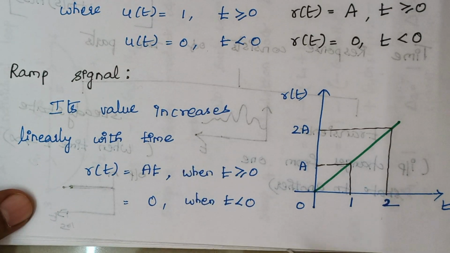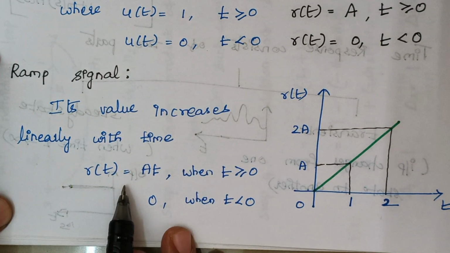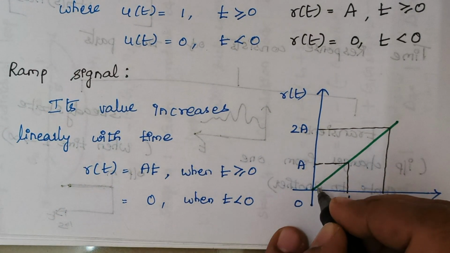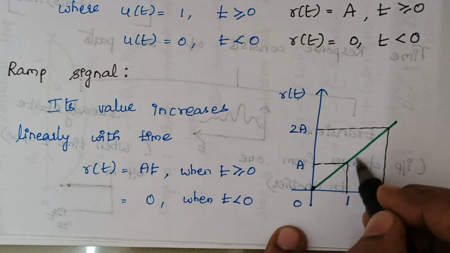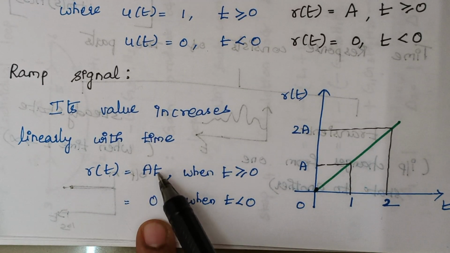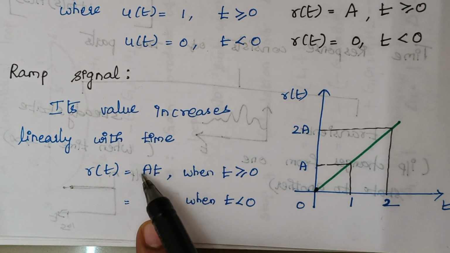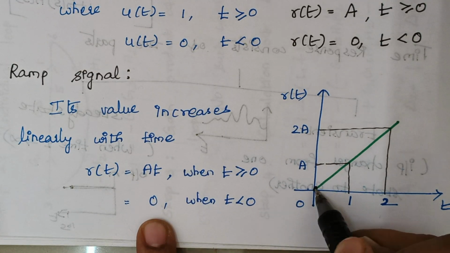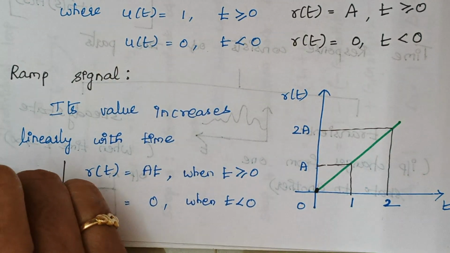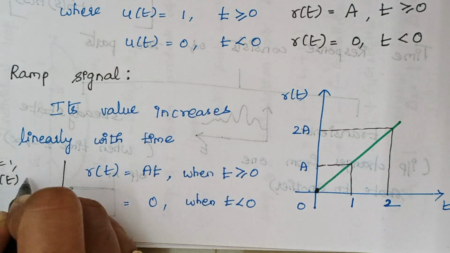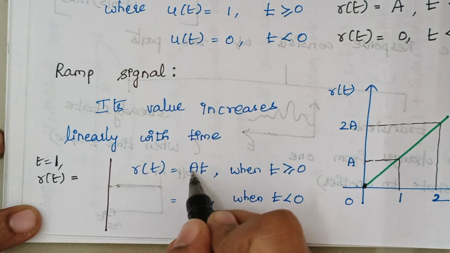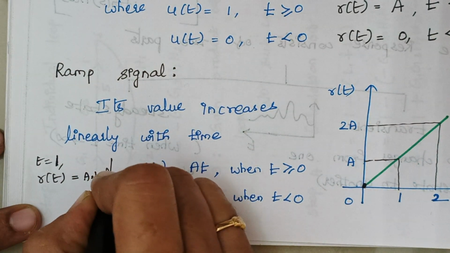Expressed mathematically, r of t is equal to A into t, when t is greater than or equal to 0. This signal also starts at t equal to 0 and keeps on increasing. Substitute the values. When t is equal to 0, 0 into A becomes 0. This is the first point. For the second, substitute t equal to 1. When t is equal to 1, r of t is equal to A into 1, which is A.